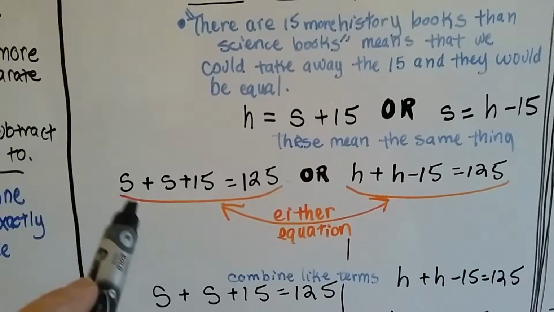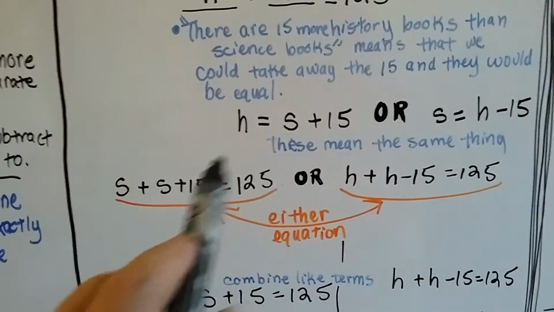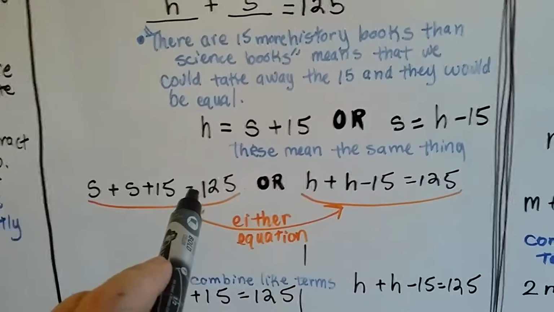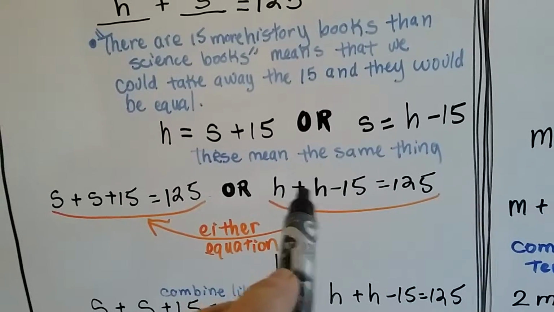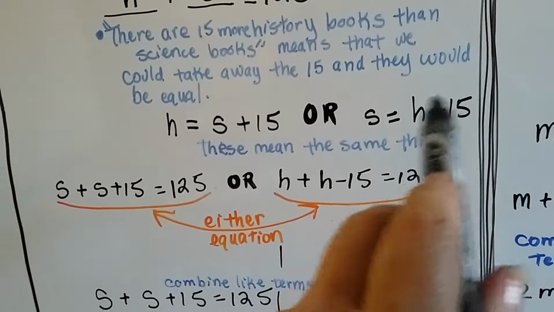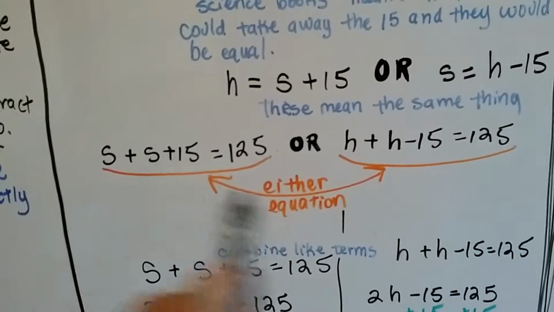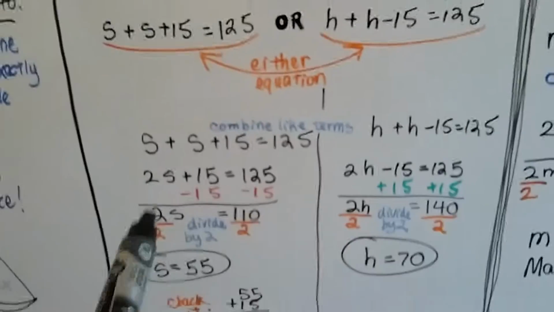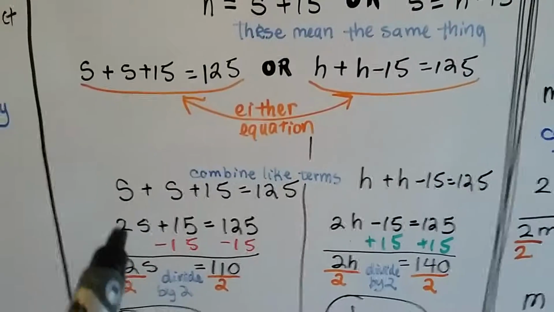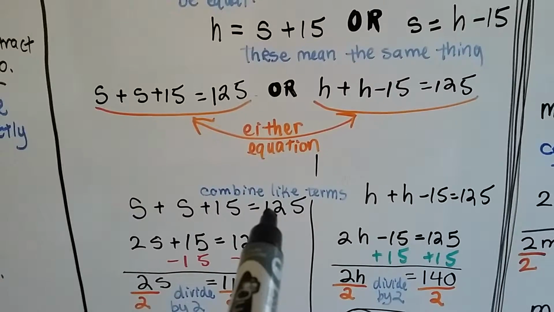all right? So that means we have science books, and then the S plus 15 represents the history books, equals 125. Or we could say we have history books plus H minus 15 is going to represent the S, okay? And that equals 125. Either equation is going to work. All right, so let's do this and see if we can do it at the same time. So we've got S plus 15 equals 125.